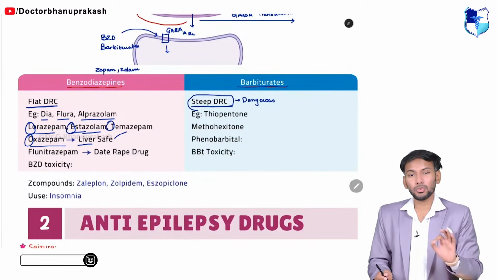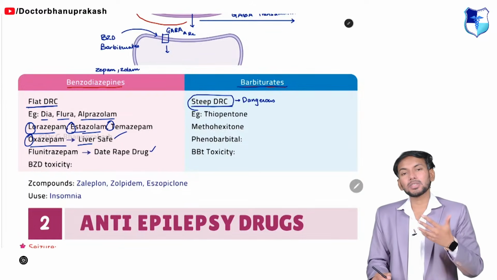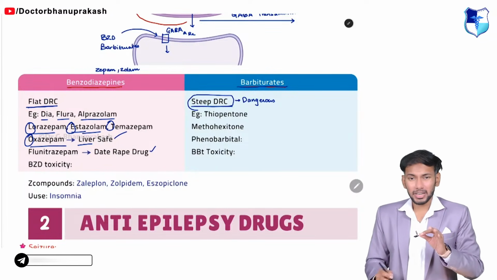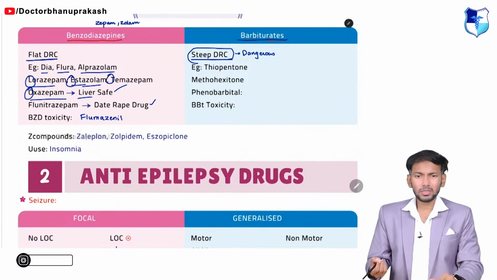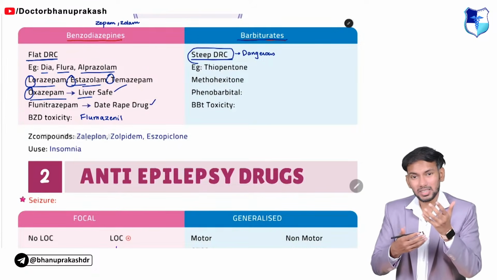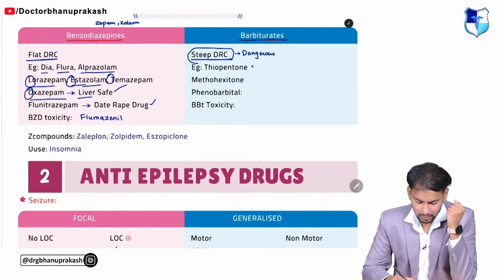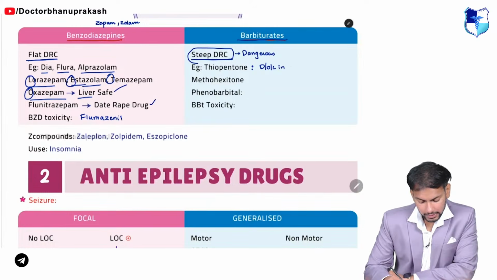Now we have a drug called flunitrazepam. This is a date rape drug. Now, if there is a benzodiazepine toxicity, we have an antidote that can be used here. That is what is known as flumazenil. Now, in barbiturates, I already told you it has a steep DRC, so it is dangerous. What are the drugs here? The drugs are thiopentone. Thiopentone is actually the drug of choice in narcoanalysis.